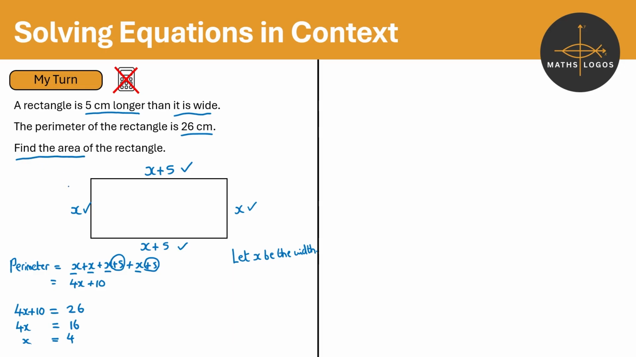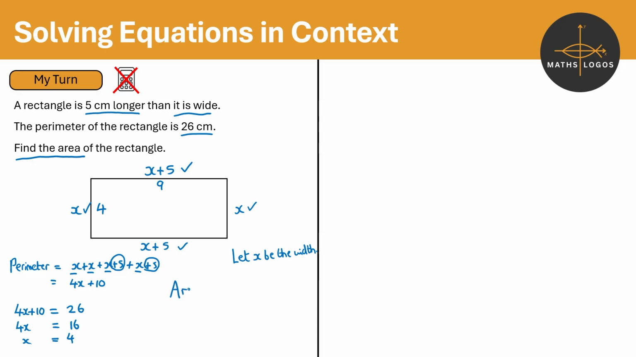It says find the area of the rectangle. To find the area of the rectangle, I need to do the width multiplied by the length. Well, the width is x, which we said was 4, and the length is x add 5, so it would be 4 add 5, which is 9. So now that I've got the width and the length, I can work out the area.